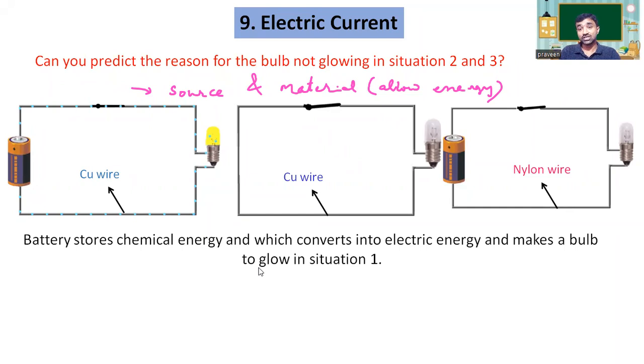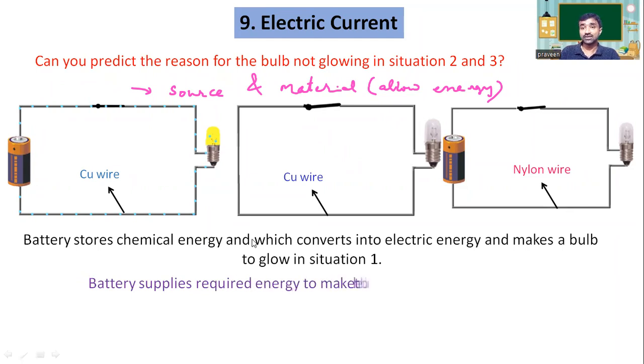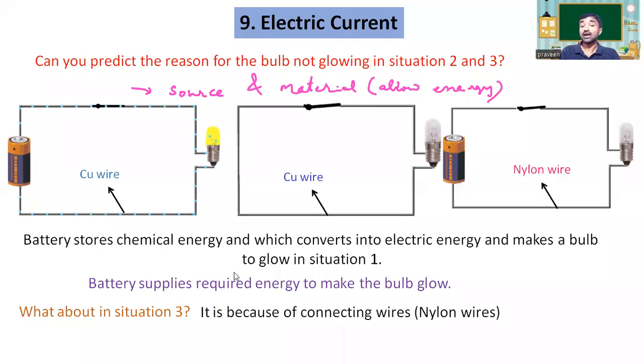So in this, I realized the nature of the material is important. The battery supplies energy, but it depends on the material we use to supply it, right? So the battery supplies the required energy to make the bulb glow, but why not in situation 3? Here it may be the connecting wires that are different. So it could be the reason.